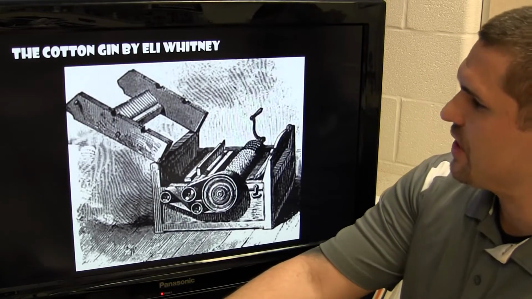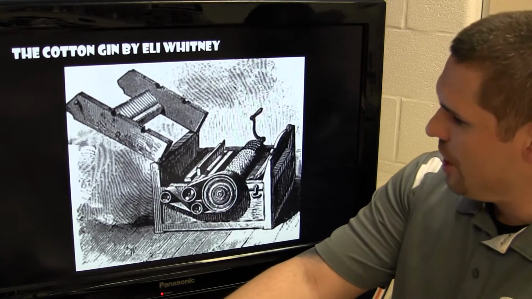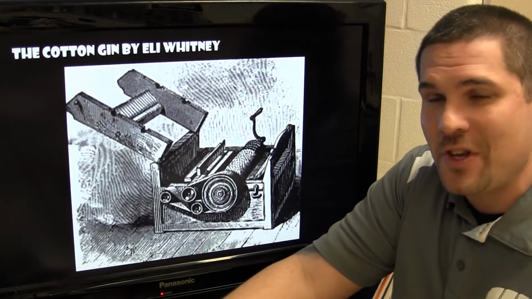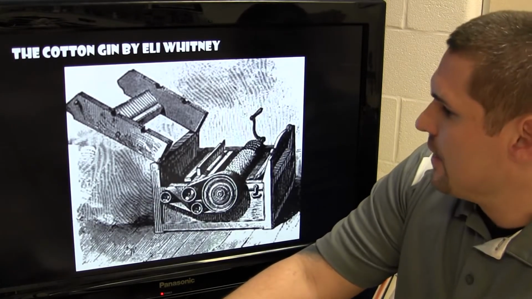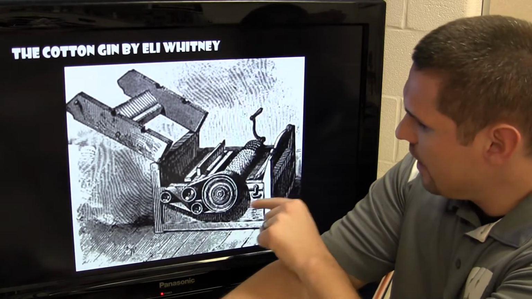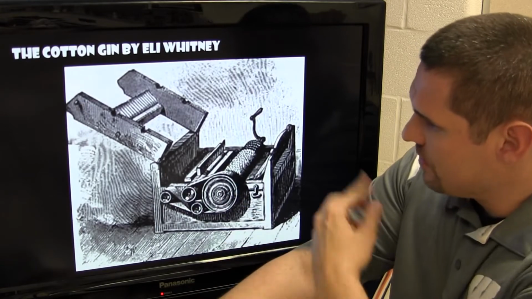Right here we just have a sketch of Eli Whitney's cotton gin. Obviously it's going to be hand cranked. There is no electricity during this time. I hope you know that. So it's going to be man-made power with a crank and some belts and whatnot.